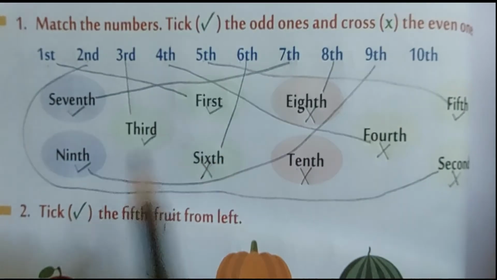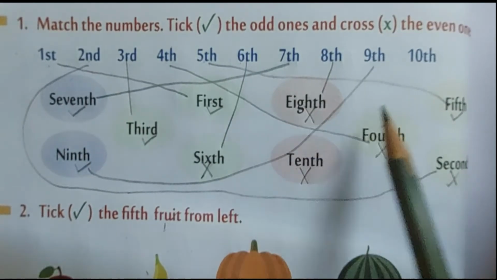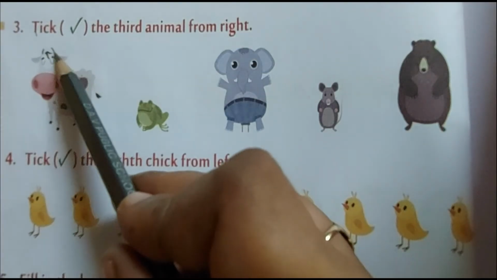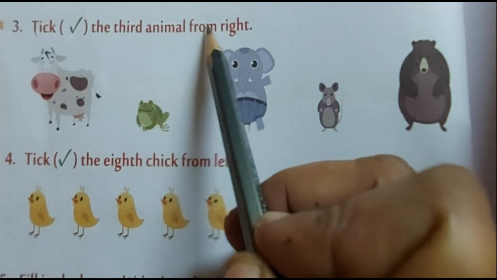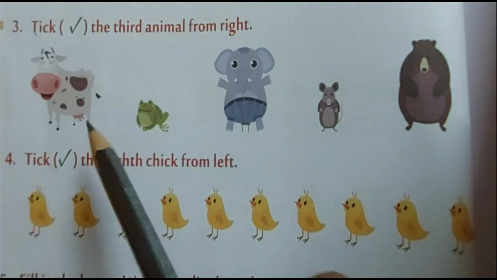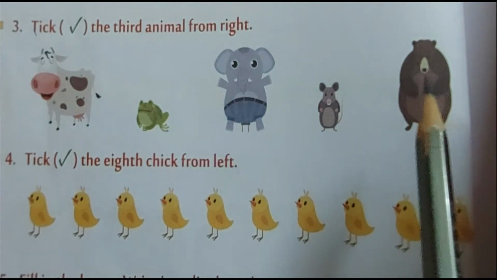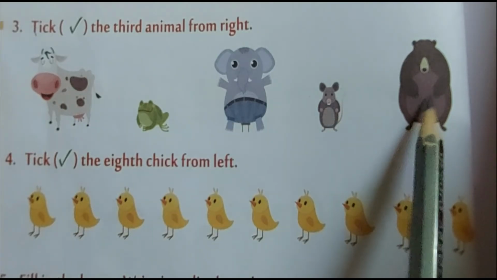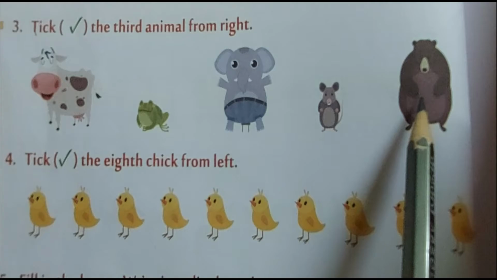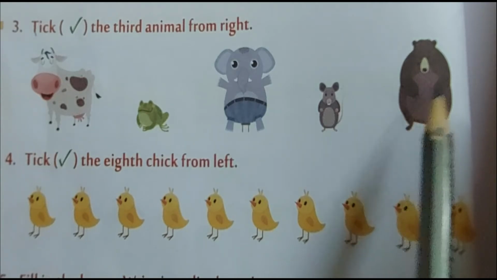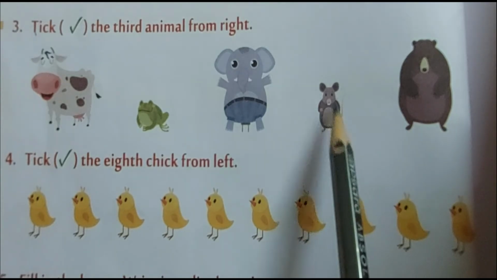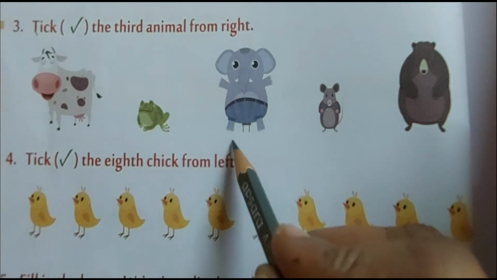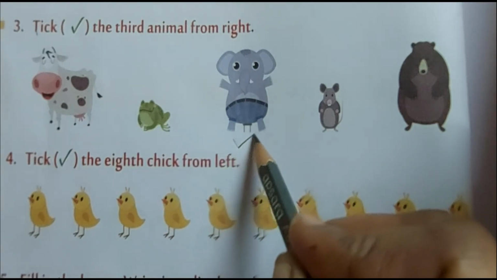Ninth. And tenth. And next, read the heading. Take the third animal from right. Here are some animals. We have to count these animals from the right side, and we have to tick the third animal. First, second, third. Elephant is the third animal. So we have to keep the tick mark here.